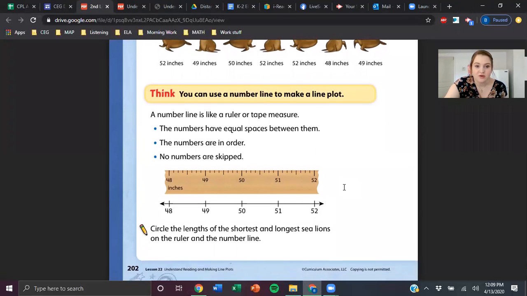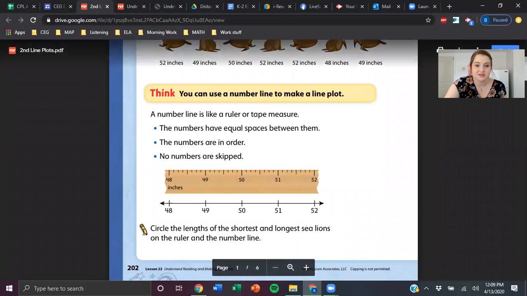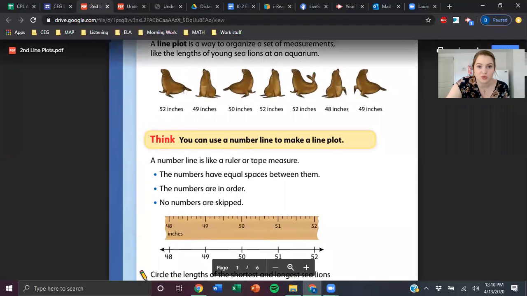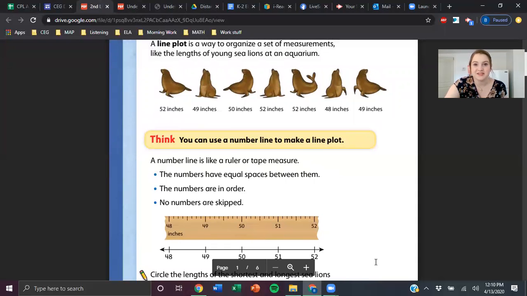Okay, so down here where you see the pencil, you need to get your pencil ready. It says circle the lengths of the shortest and longest sea lions on the ruler and the number line. So you're looking up here for the shortest sea lion, and then you're going to circle it, and then look for the longest sea lion and circle that. Pause the video while you circle and unpause when you're done.